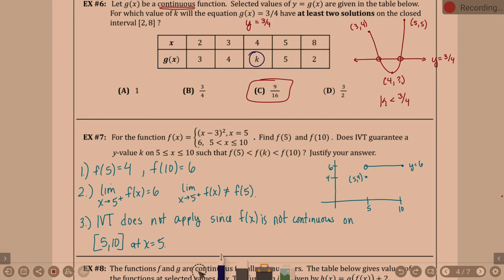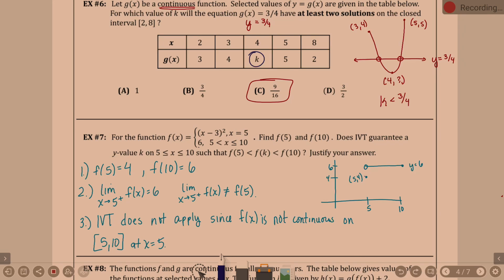Does that meet the continuity definition? And it doesn't quite meet the continuity definition, does it? If we look, it would have to be continuous on the interval from 5 to 10, including the endpoints. The endpoint at 5 is the problem, okay?